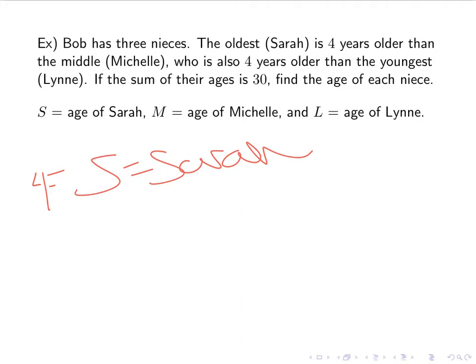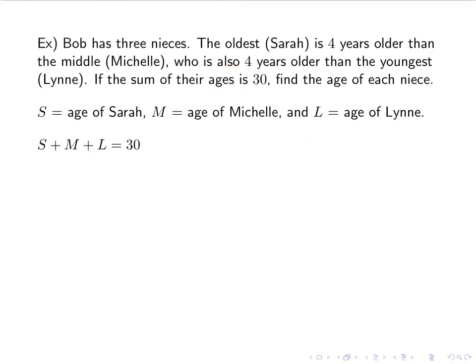Okay. So, ignoring that, we have the sum of their ages is 30. So the sum means I'm going to add them. So if I add S and M and L, I should get 30.